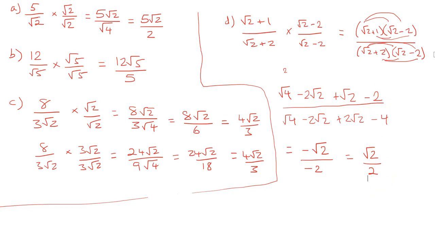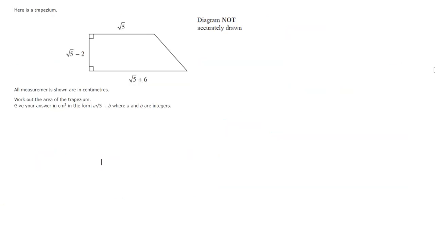Now I'm going to apply this to 3 exam questions just so you can see how this can be applied in terms of a problem. So the first one here is we have a trapezium, and it says all measurements shown are in centimeters. It says work out the area of the trapezium, give your answer in centimeters squared in the form a root 5 plus b, where a and b are integers, remembering that integers means whole numbers.